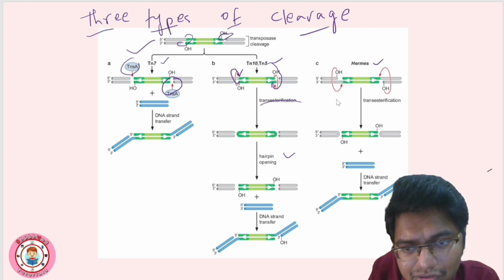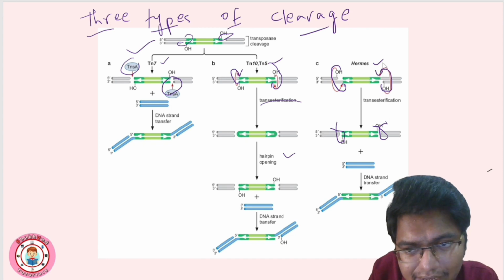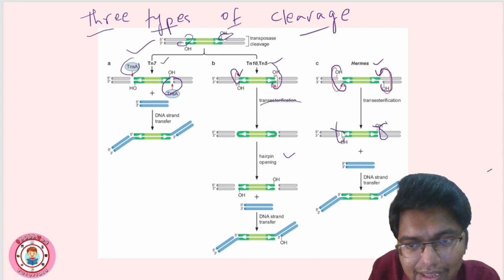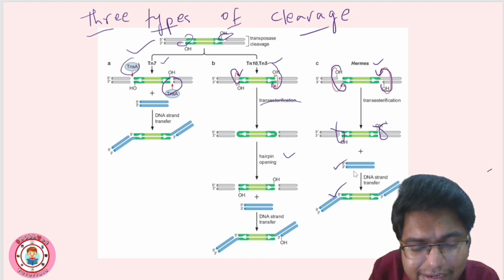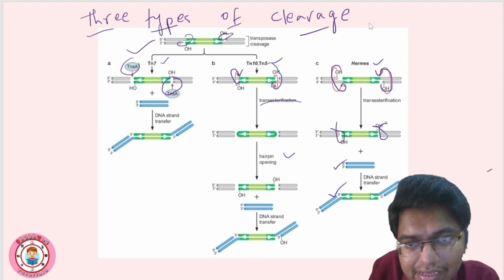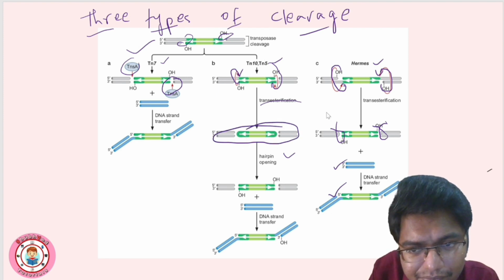Now in the third step, what happens? Again, hairpin formation only takes place, but here loop formation takes place. This OH is attacking the opposite strand. This OH is attacking the opposite strand. That's it. And after the breaks occur, it will attack the target DNA. Right? Got it? Very easy. Just the three types of cleavage are discussed here with the help of diagrams. We can see the hairpin formation here and here.